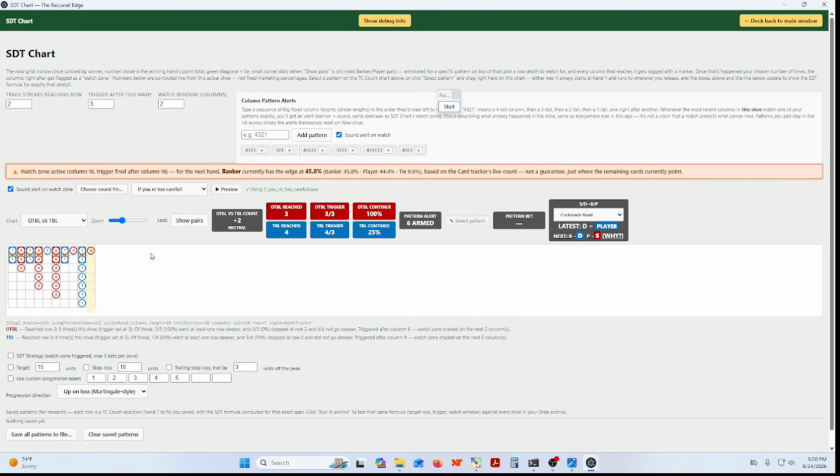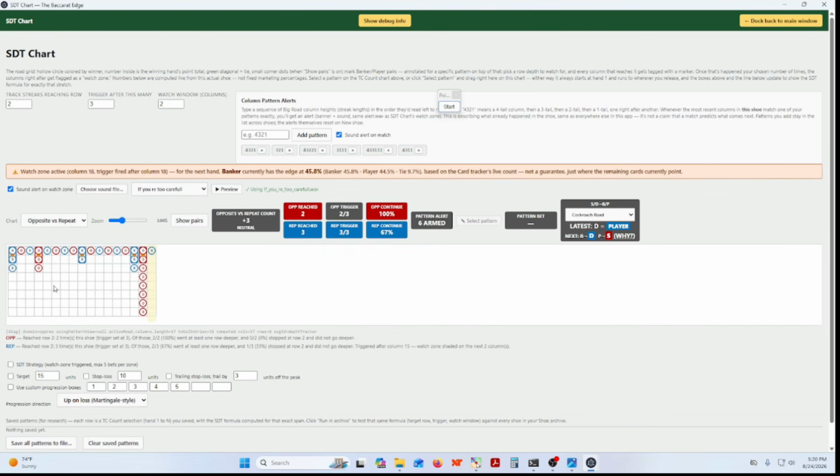And then you got opposite time before last, which is player or banker. Doesn't make a difference. It's just the way you count. It's just how many hands you count back, player or banker. And opposite versus repeat. And the stat is telling you what it did in history to give you some type of idea of what you want to do on the next hand.